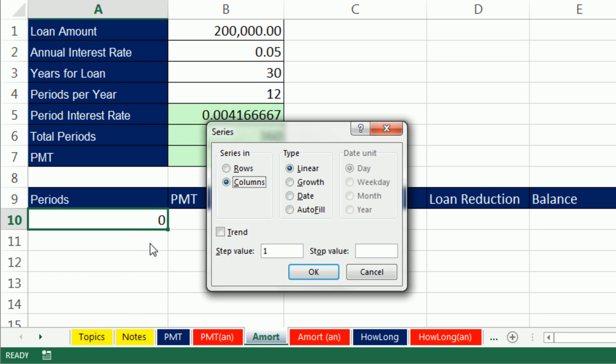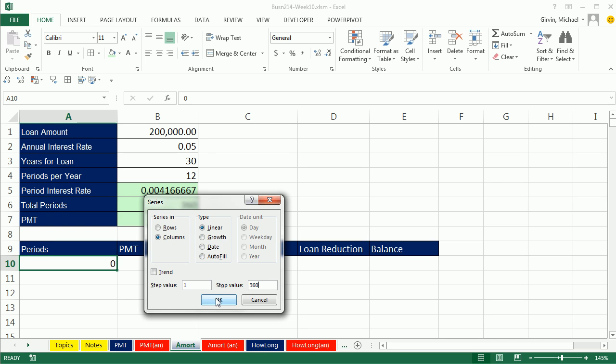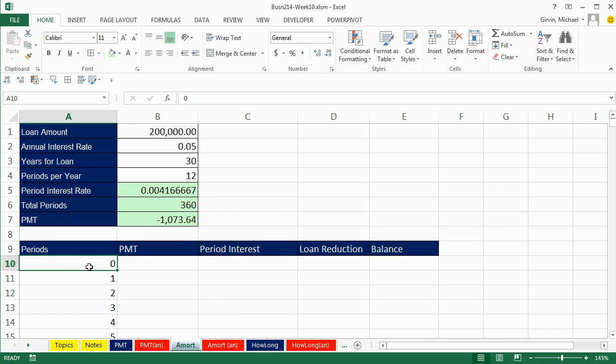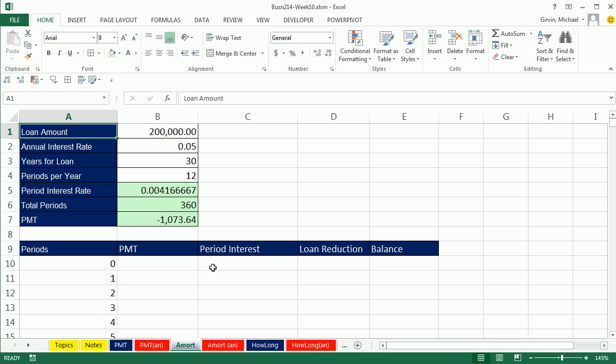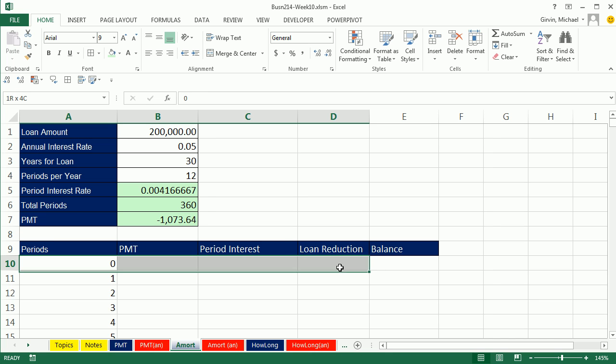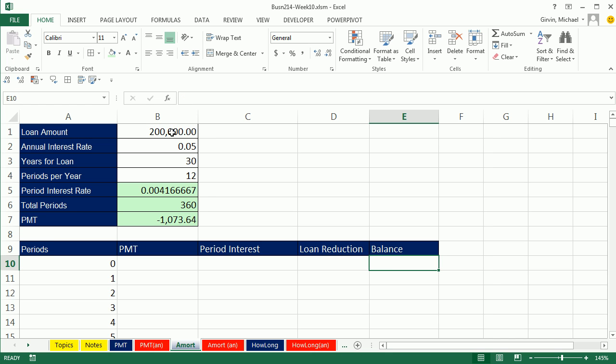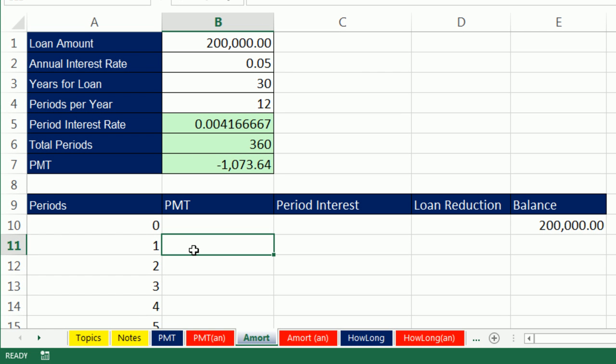That's what we want. We want 0, 1, 2, 3, 4, 5, 6 to 360 in this column. The step value, 1, because I want to go 0, 1, 2, 3. And the stop value, 360. I absolutely love this trick. OK. And just like that, Control down arrow, it put in all of those numbers. Control home. Now, we have times 0 because when we go to the bank, we borrow exactly 200,000. So the balance at times 0 is equal 200,000. Now, for each period, we in this column want the payment amount.